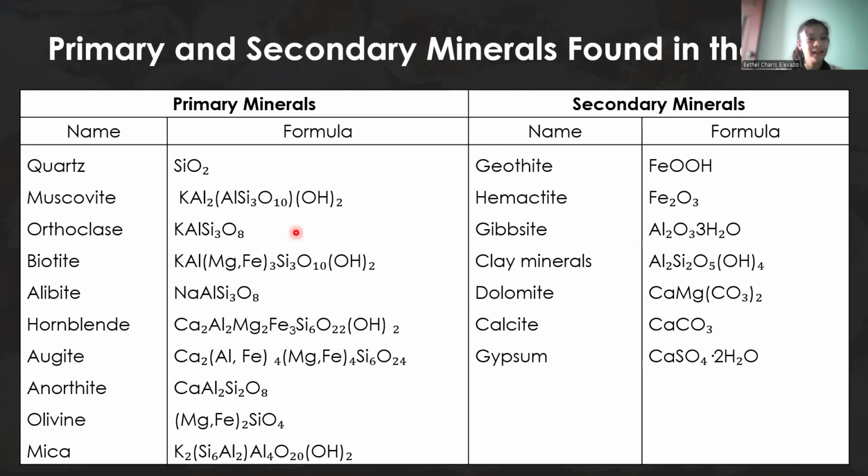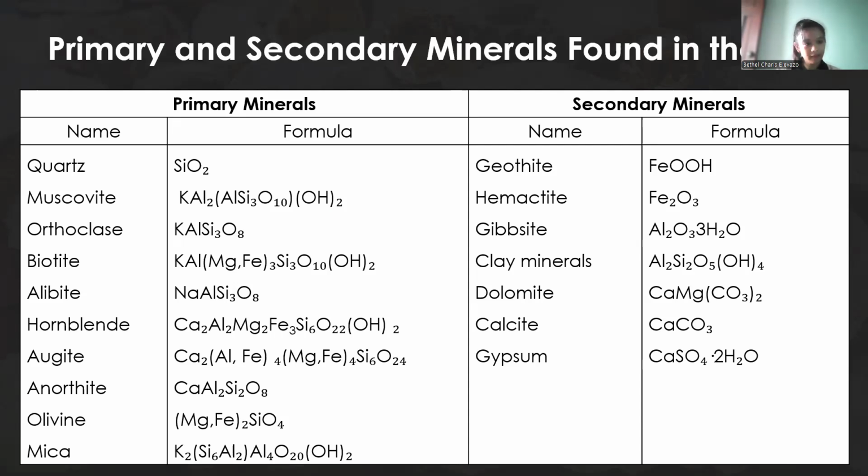Okay? Next, si biotite. Ayan. It contains potassium, aluminum, magnesium, iron, silica, oxygen, and hydroxyl group. So it is a dark type of mica na kung saan ang nagbibigay ng color ng biotite ay yung presence ng iron and magnesium. Next is si albite. Mas simple siya kaysa sa ibang chemical formula.